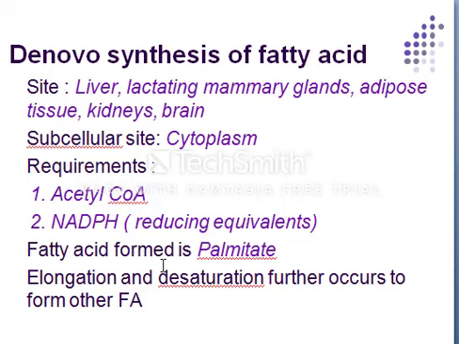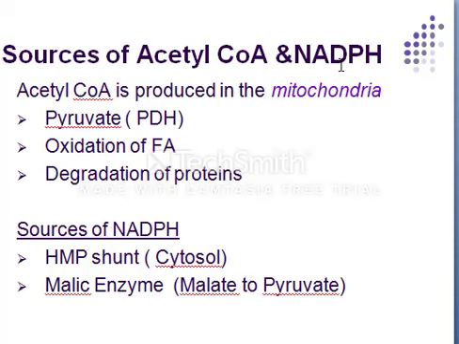The major fatty acid synthesized is palmitate, which is a 16 carbon saturated fatty acid, which is further elongated and desaturated to form other fatty acids. And the sources of acetyl-CoA and NADPH are: acetyl-CoA is produced in mitochondria by the oxidation of pyruvate and fatty acid, the degradation of the carbon skeleton of certain amino acids, and also from the ketone bodies. And NADPH comes from the HMP shunt and the malic enzyme.